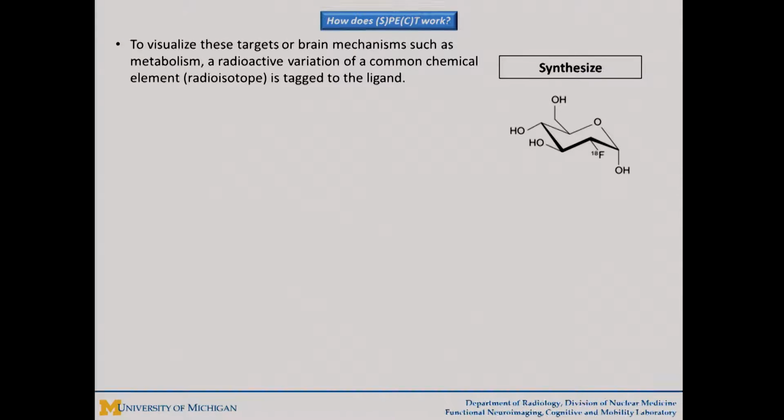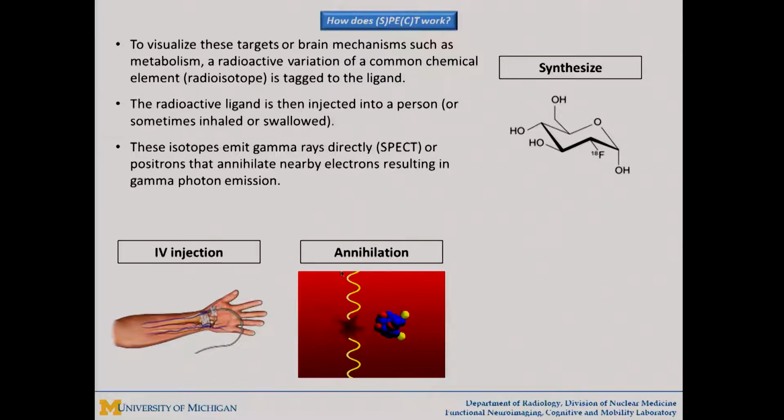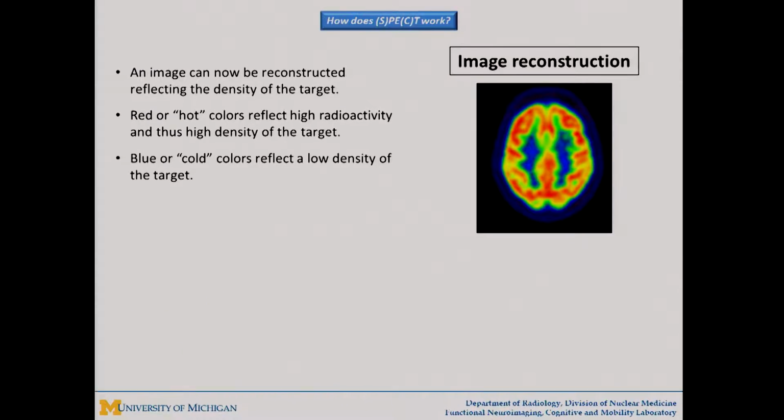You make that target radioactive, you synthesize it, and then you inject it into the person. That's where the nuclear part of it takes place. You have annihilation, and it doesn't matter. The most important part is you then go into a PET scanner where we get pictures like these. So this is a typical PET image of somebody's brain. In this case, the molecular target that we used was glucose.